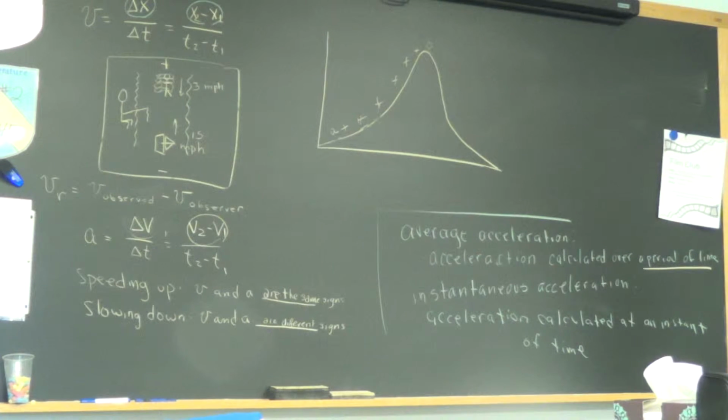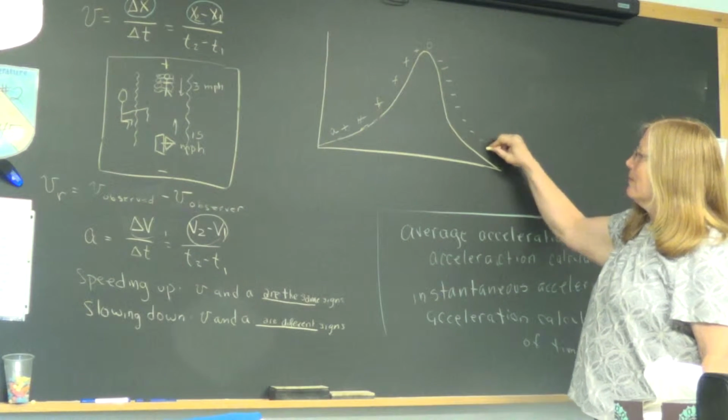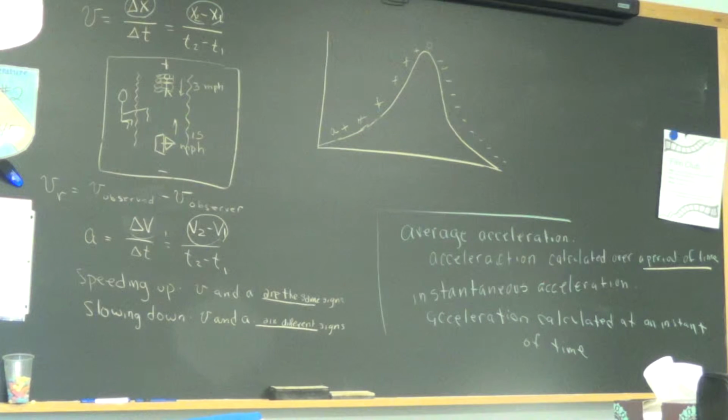All right, coming down the mountain then, they're all negatives. Alex, negative, negative, negative, negative, negative, negative. All right, so that's my acceleration map. Make sure yours is mapped out as well.